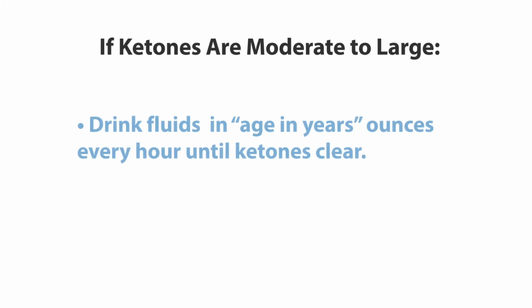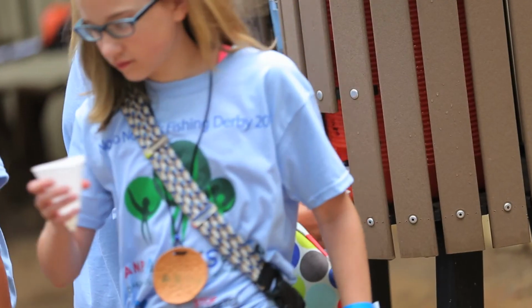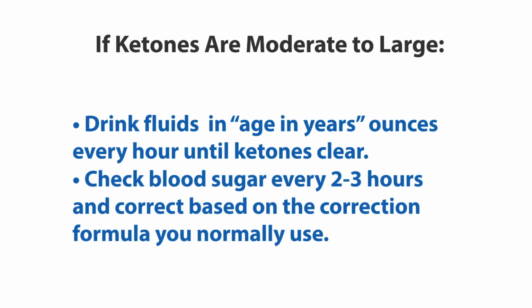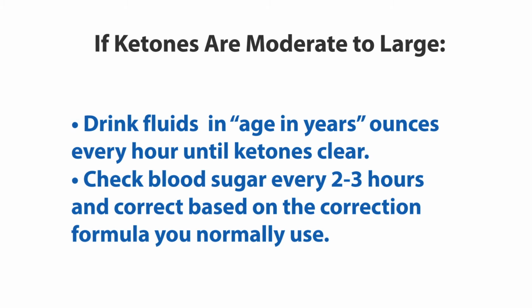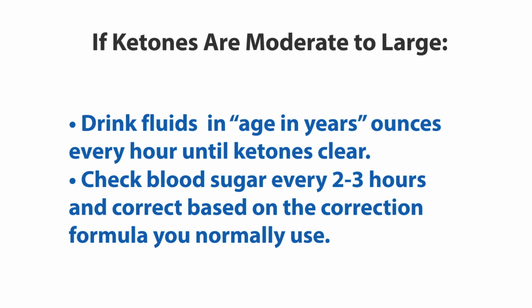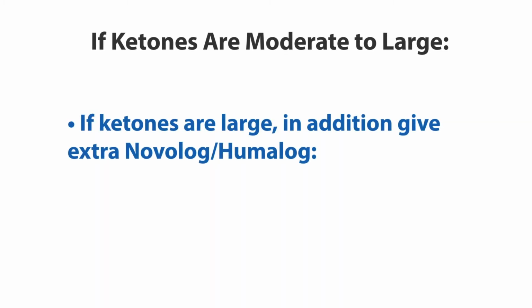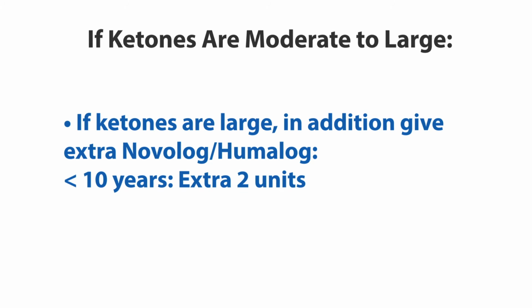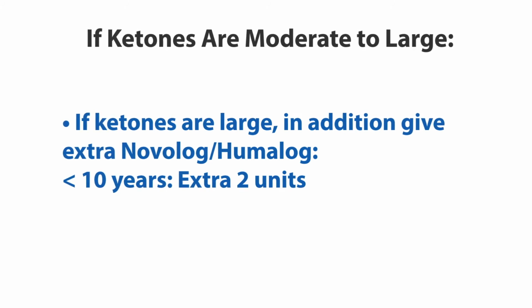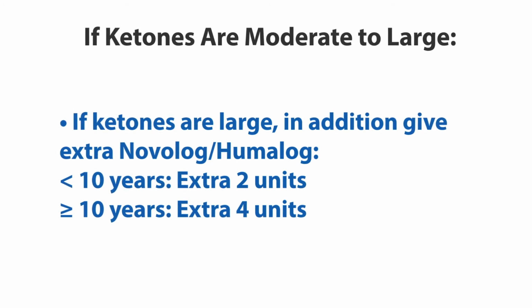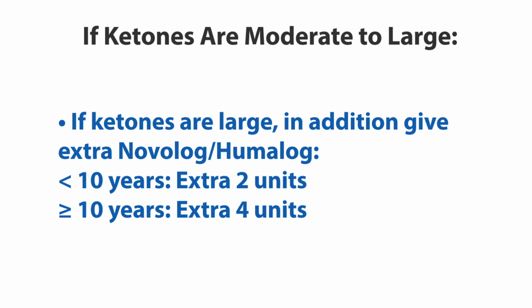First, drink fluids, your child's age in years in ounces every hour until ketones clear. Second, check blood sugar every 2 to 3 hours and correct based on the correction formula you normally use. Example, blood sugar minus 150 divided by 50. Third, if ketones are large, continue with the treatment as discussed and give extra Novolog or Humalog. If your child is under 10 years old, give an extra 2 units at each correction. If your child is 10 years old or older, give an extra 4 units at each correction.